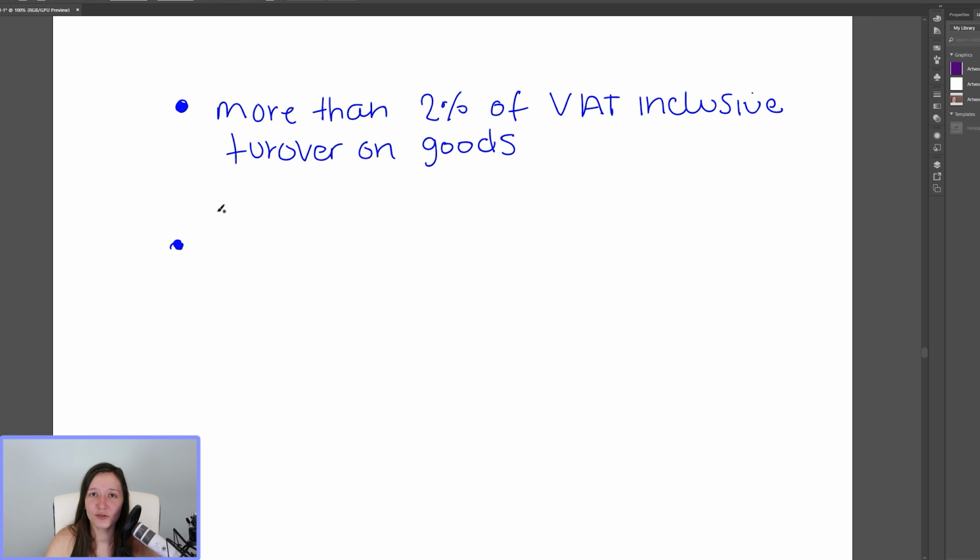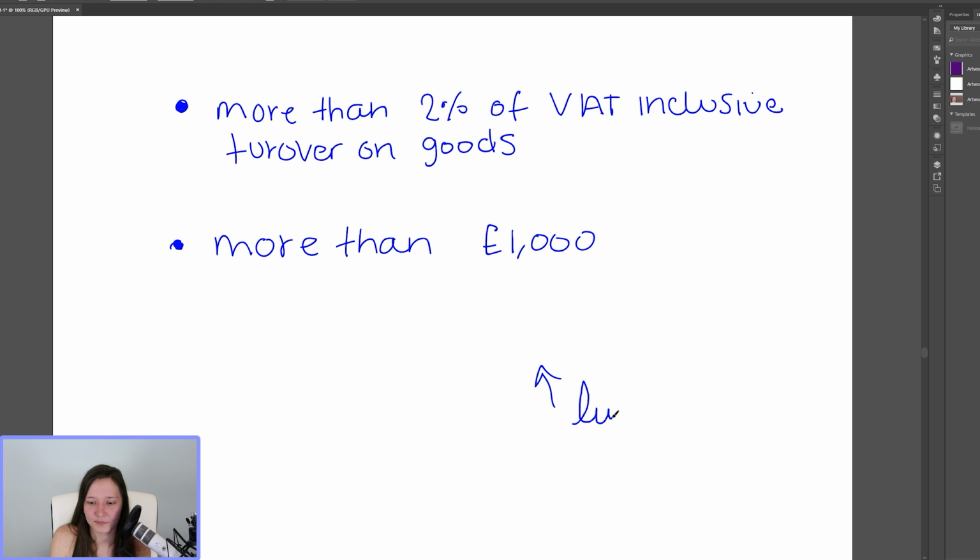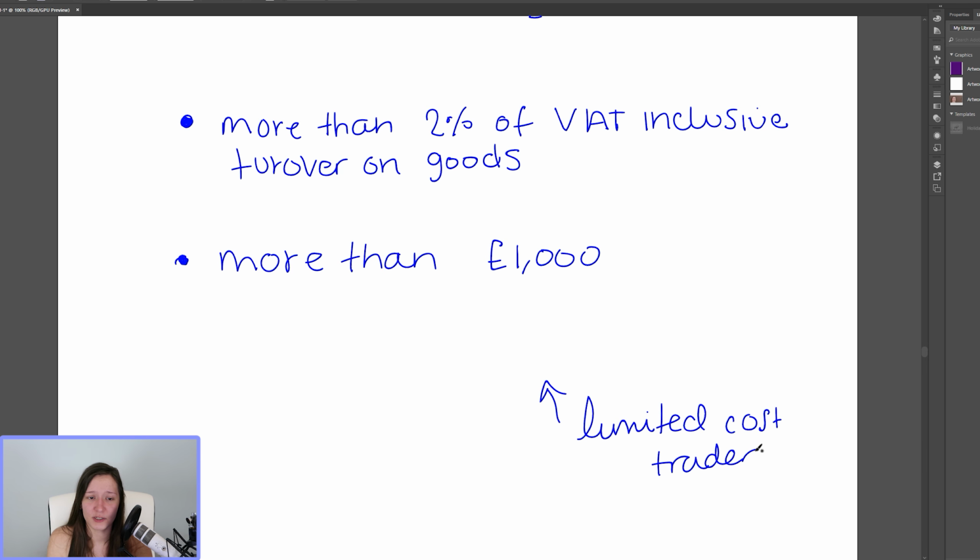So whatever your total turnover for the year is, including the extra VAT on top, multiply that by 2%. Whatever that figure is, you've got to spend more than that on your goods. The second criteria is that that amount also has to be greater than £1,000 for the year. So if you multiply your gross turnover figure plus VAT by 2% and it turns out to be less than £1,000, you will still be a limited cost trader. So if you don't meet these two things, you will be a limited cost trader.